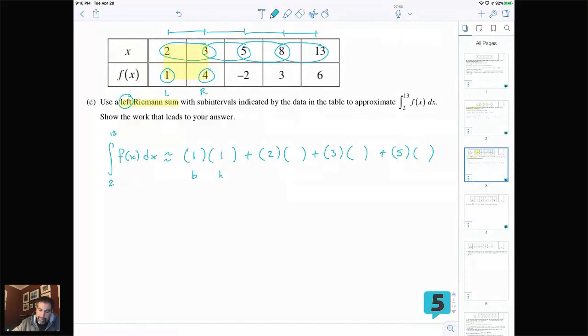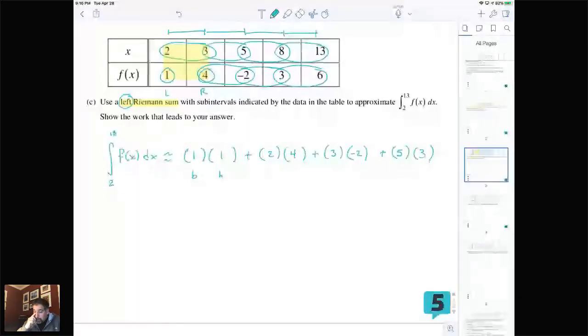Okay? Then in my next rectangle, I'm choosing between 4 and -2. But again, they told me to go with my left height. I am going with that 4 value. In the next rectangle, I'm choosing between -2 and 3. The one that's on the left is -2. And in my last rectangle, I'm choosing between 3 and 6. So I'm choosing the one on the left, and that is 3.